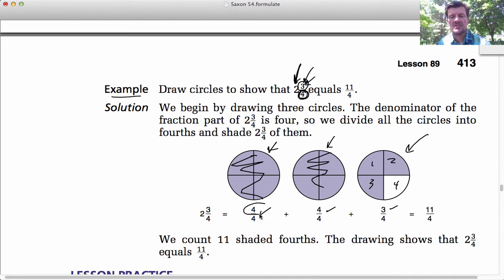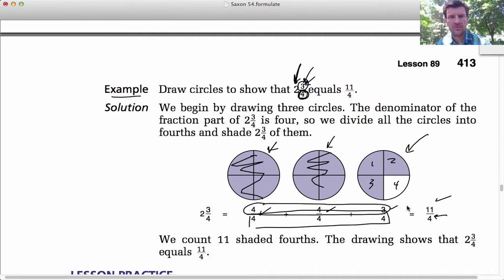If you add just the numerators, 4 plus 4 plus 3 is 11. Do not change the denominator. It's telling you how many fourths you have in total. So don't add 4 plus 4 plus 4 in the denominator. Your denominator is just 4. You're just counting up how many fourths you have shaded. Okay, so there are 11 shaded fourths is what they're saying.